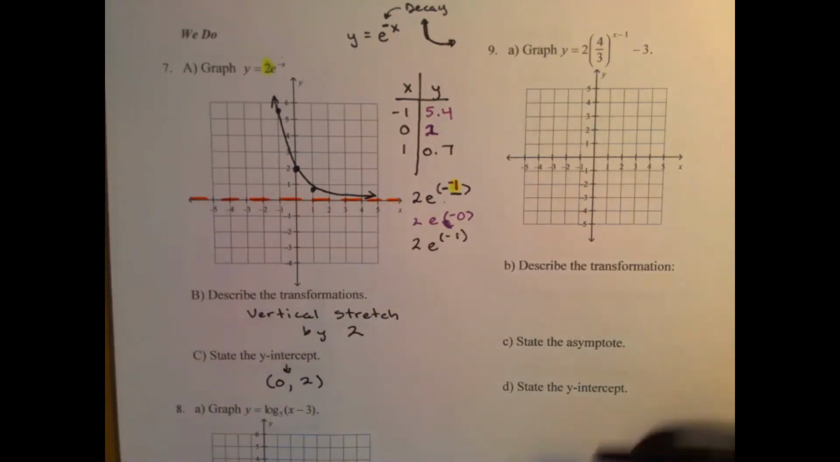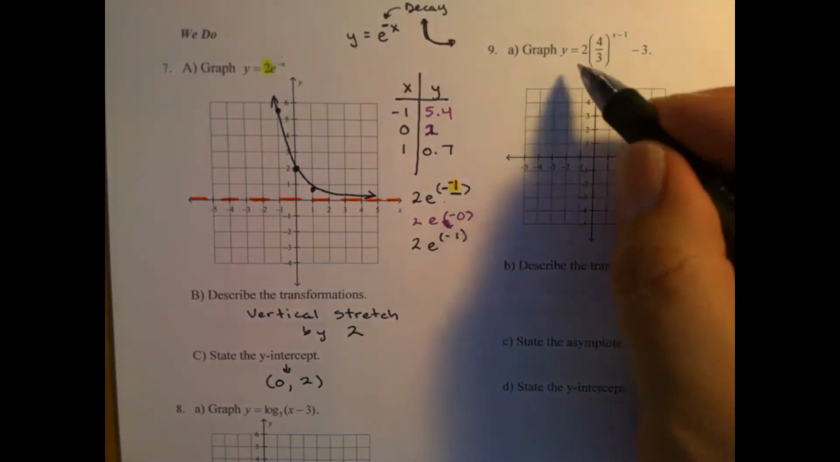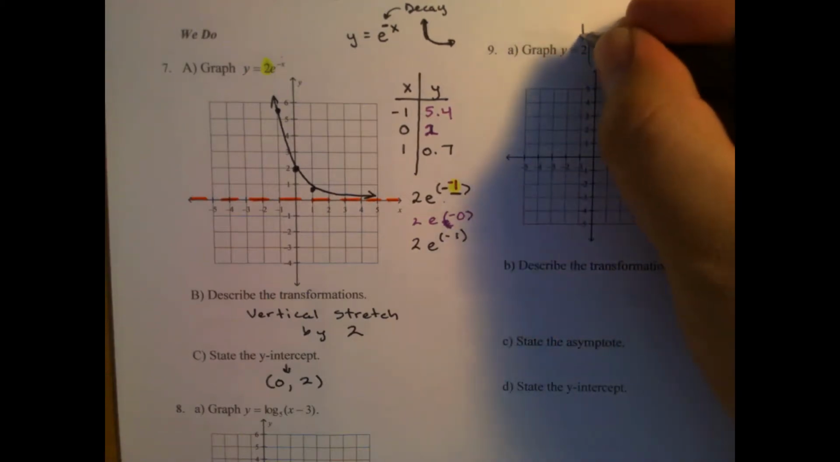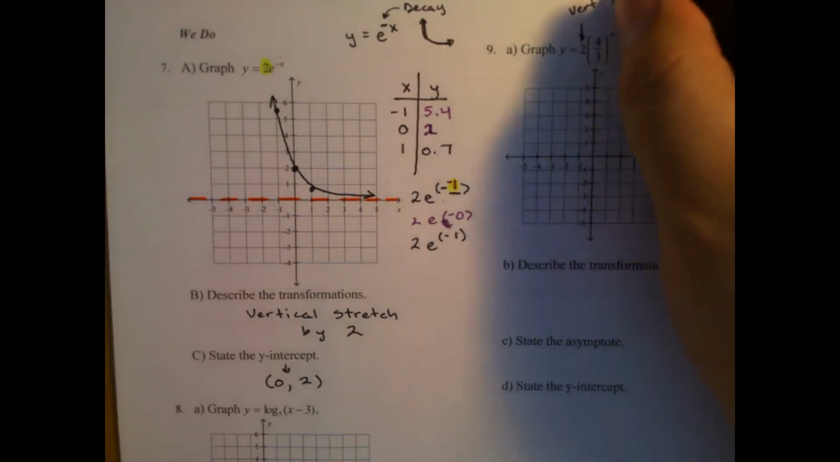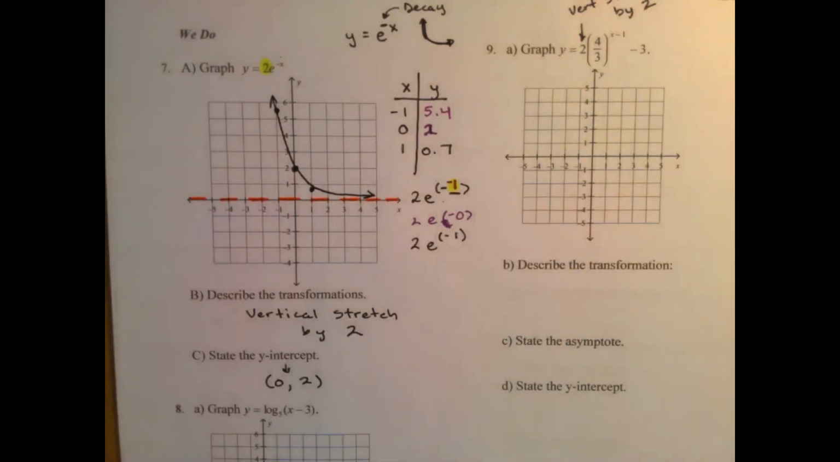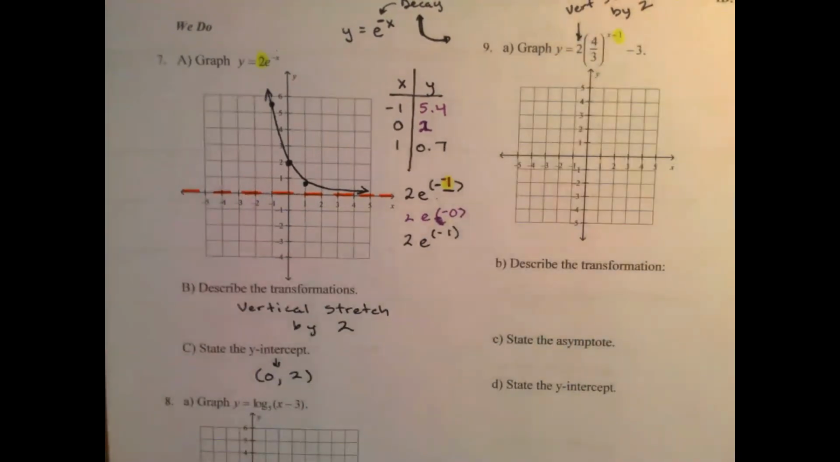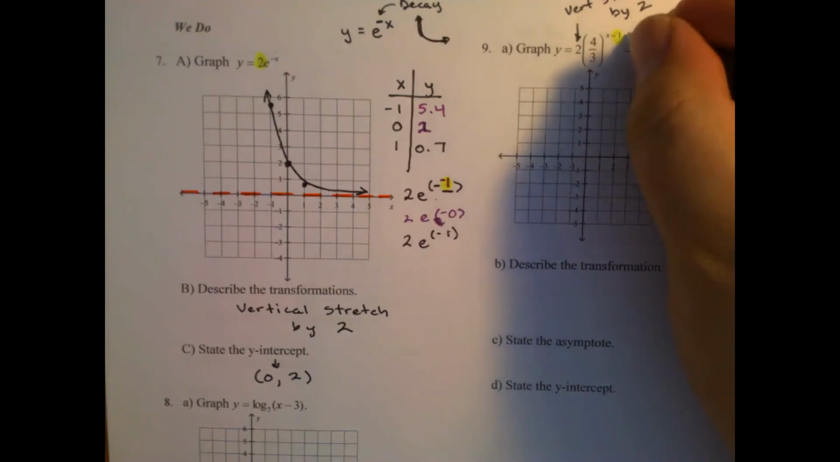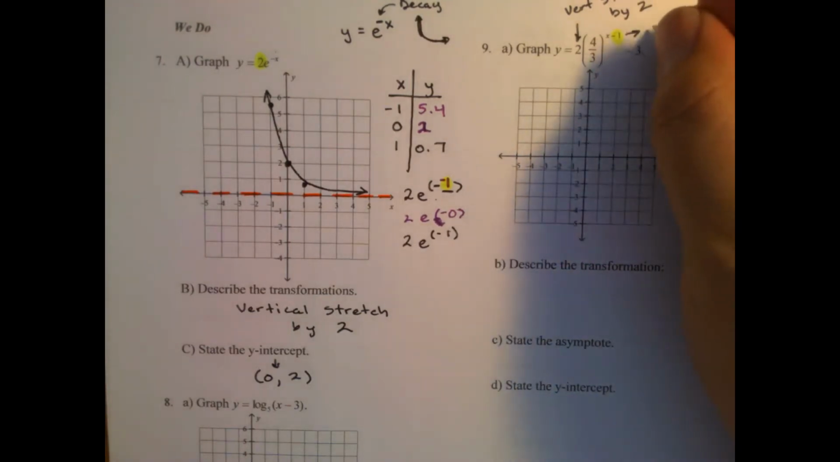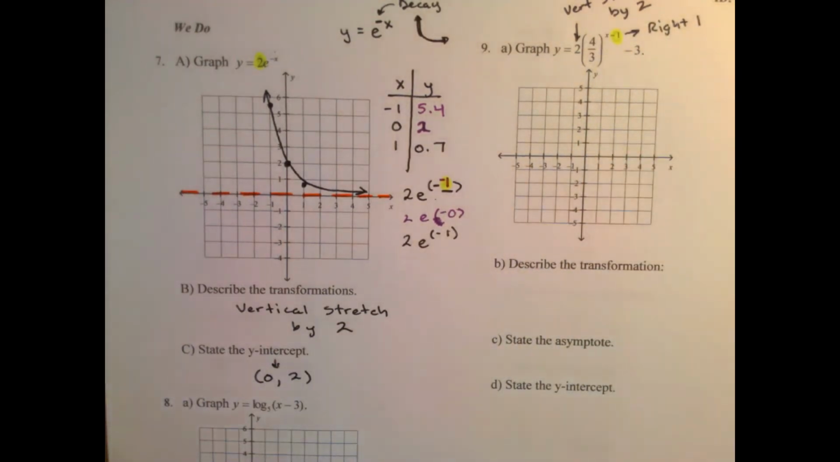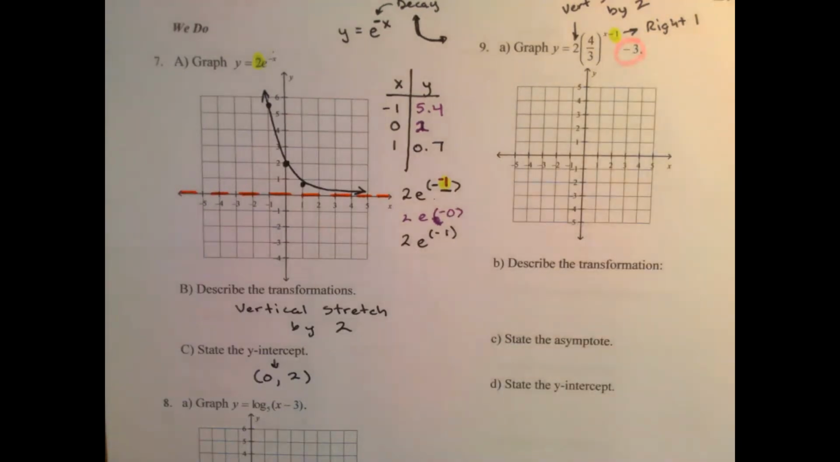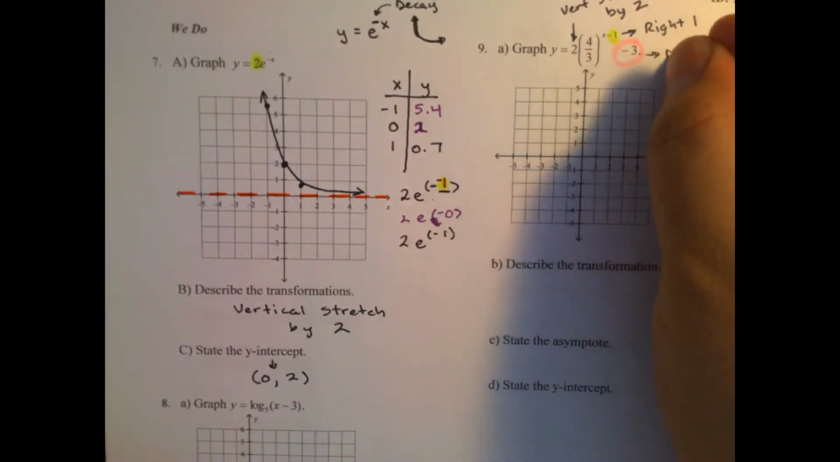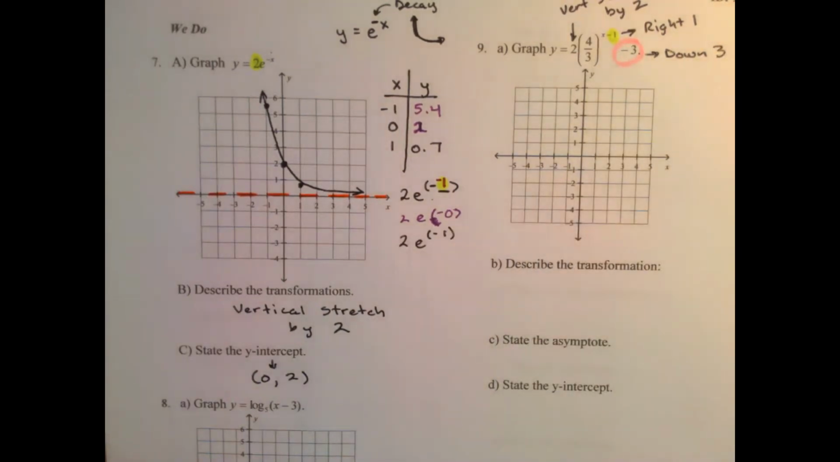Now, I'm going to do number 9 here since it's just here on the side and we can still see it very easily on the screen. It says graph y is equal to 2, which, by the way, that again is a vertical stretch by 2. We also have a -1 right here. And so when I have a -1 at the power, I'm going to think opposite. So I'm actually going to go to the right 1. And the -3 here, which is not part of the power, means that we are going to head down 3 spaces. So there's a lot of moves here.